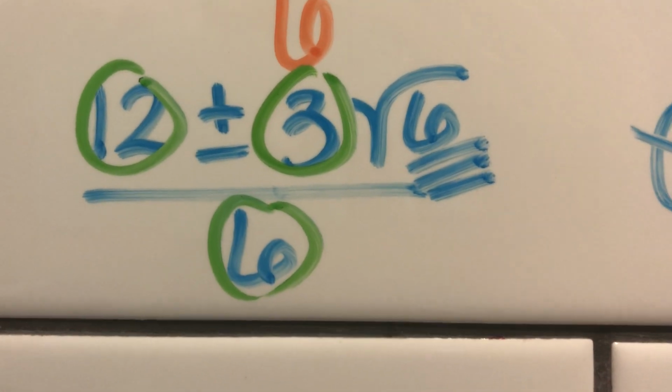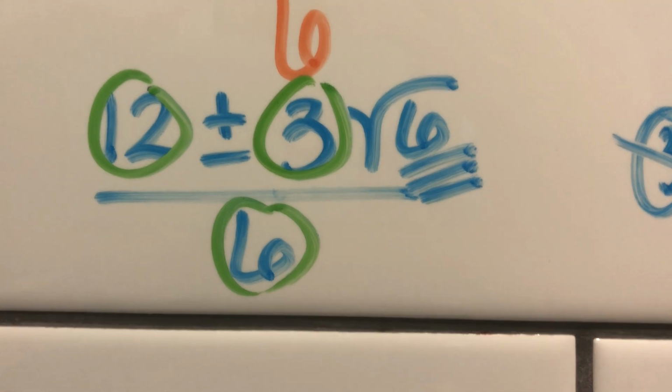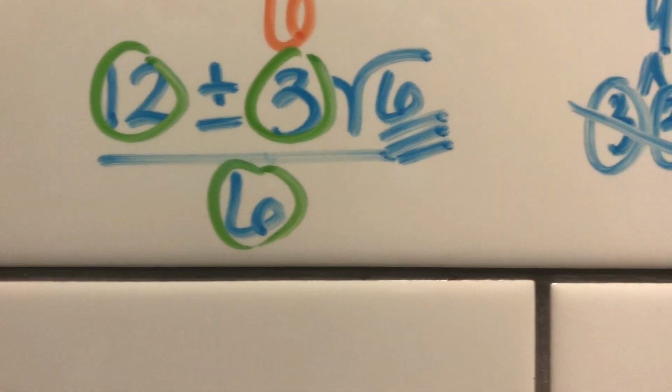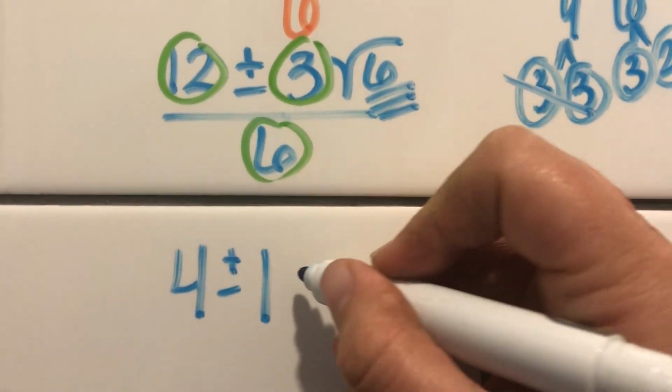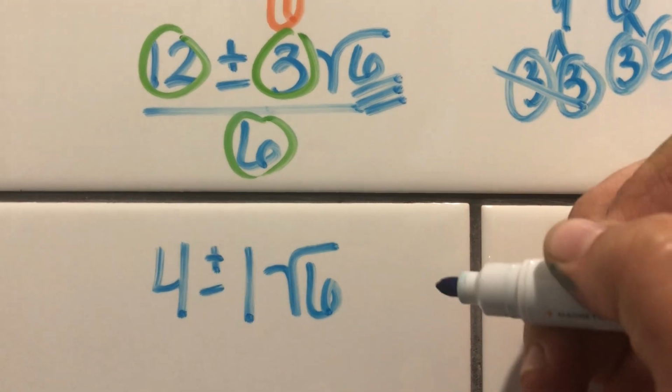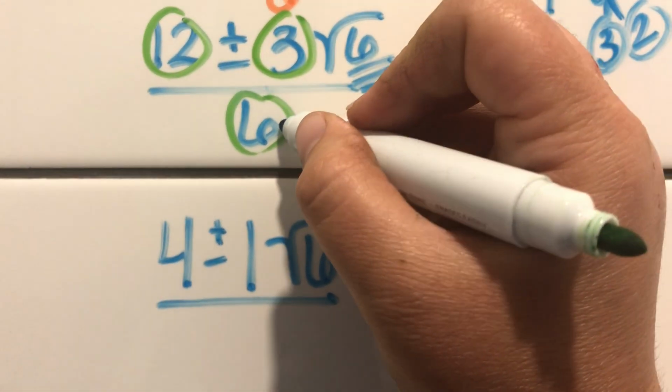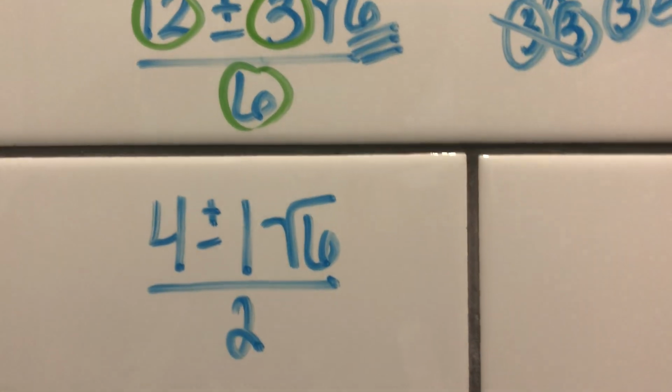What I can simplify is these whole numbers. And I want to look and see what number fits into all 3 of those. And the number that's going to fit into all 3 of those is 3. So 3 fits into 12 4 times. 3 fits into 3 1 time. I'm just keeping the root 6, I cannot simplify that. And 3 fits into 6 twice.